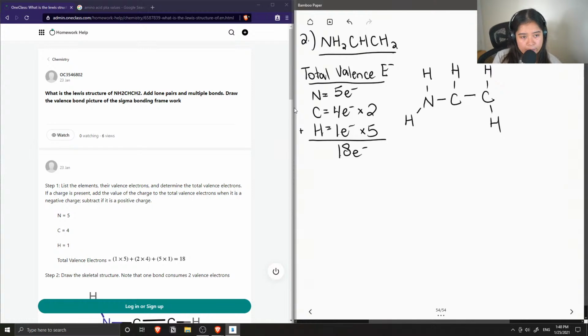Okay, so notice that both of the carbons don't have a full octet yet, and the easiest way to solve this is just to add a double bond in between the 2 carbons. And if we count out all the electrons I've drawn so far, each bond contains 2 bonding electrons, and we have 8 bonds, so we only have 16 electrons drawn so far. So for the remaining 2, I'm just going to add them as a lone pair on my nitrogen. So this is the final Lewis structure of our compound.